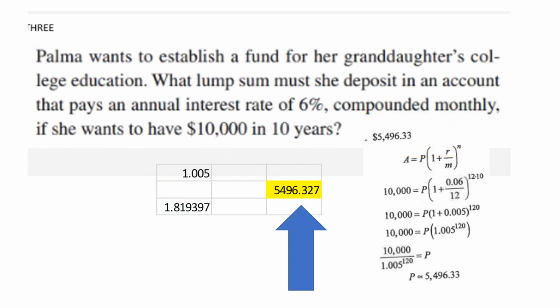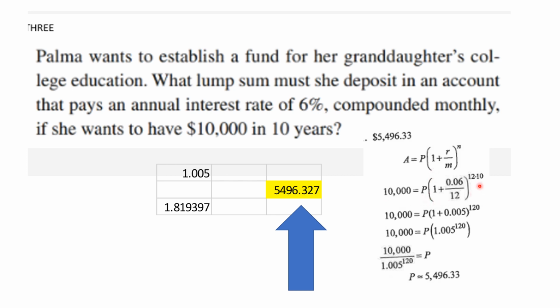Number three, Palma wants to establish a fund for her granddaughter's college education. What lump sum must she deposit in an account that pays an annual interest rate of 6% compounded monthly if she wants to have $10,000 in 10 years? Well, it's compounding monthly, so the N is going to be 12 times 10. R is going to be 6%, that's 0.06, but I divide by 12, I get 0.005. And so we want to find what P is. We want to have $10,000, so A is 10,000.